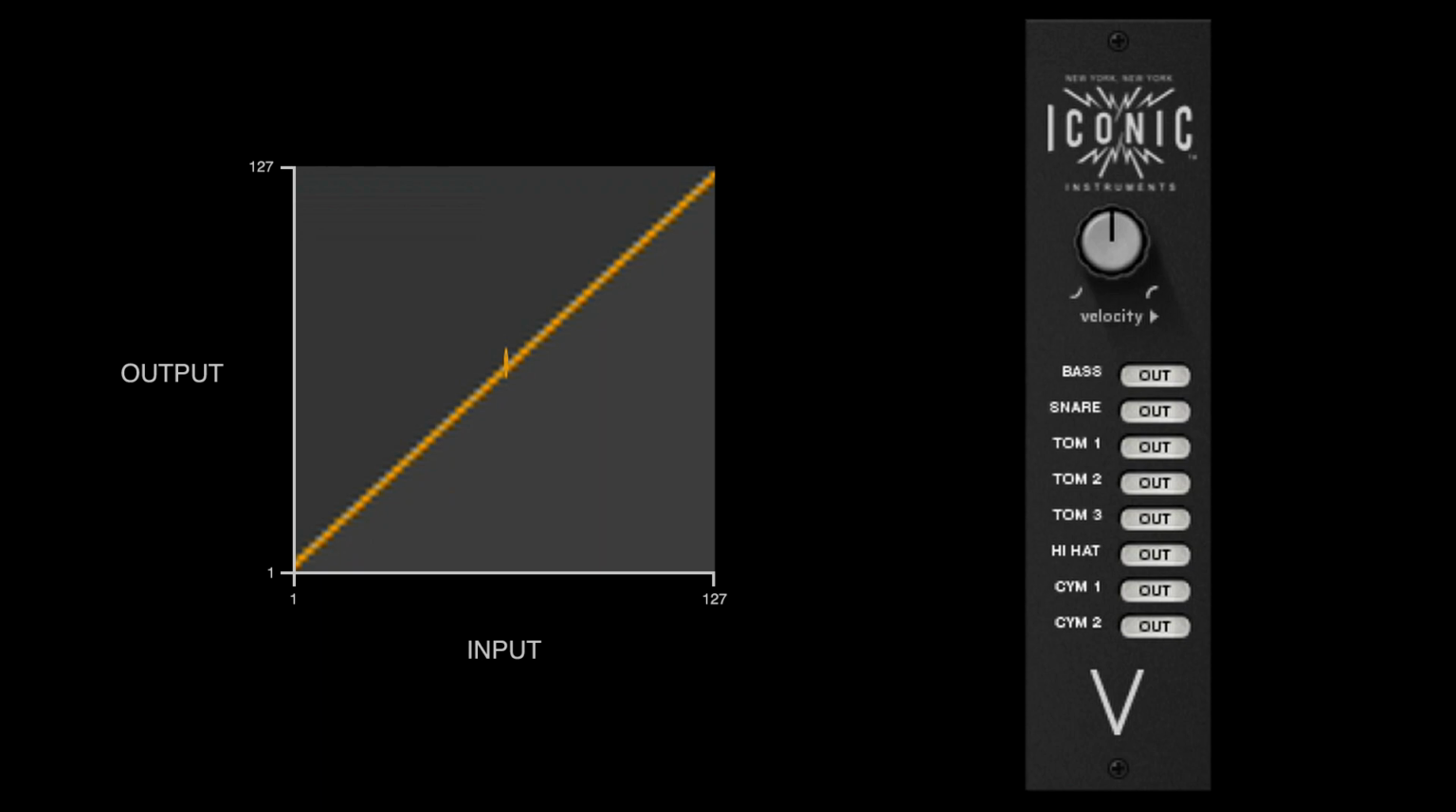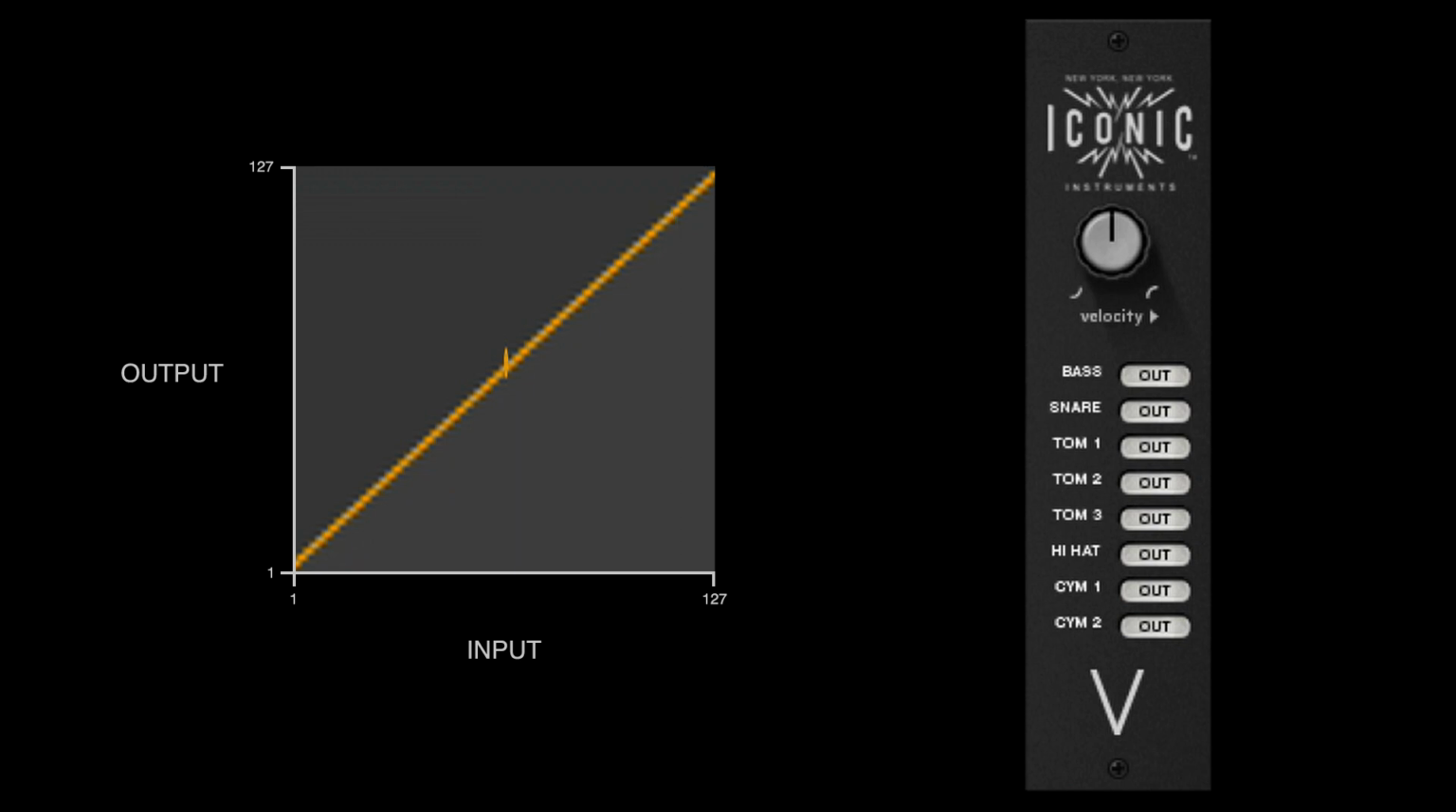The standard MIDI velocity range is 1 to 127. So if you hit a light note, say a velocity value of 25, it passes that straight through to the Iconic 5 as a note with a velocity of 25. Likewise, if you hit a high velocity note, say a note with a velocity of 120, it passes that straight through to the Iconic 5 as a note with a velocity of 120.